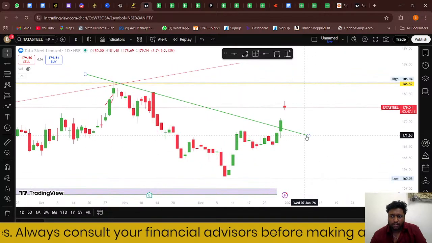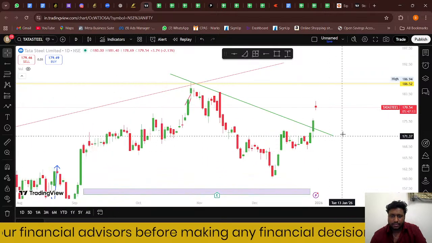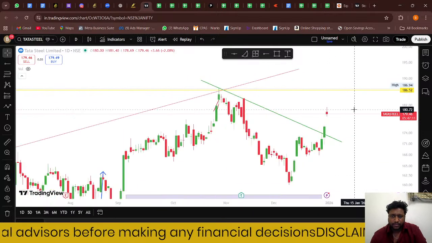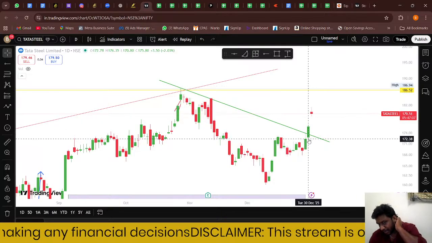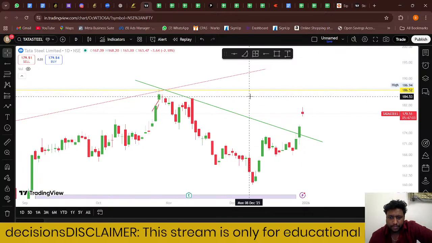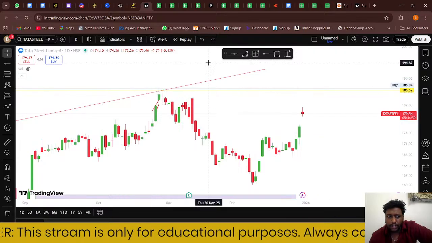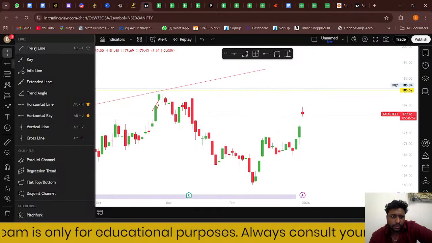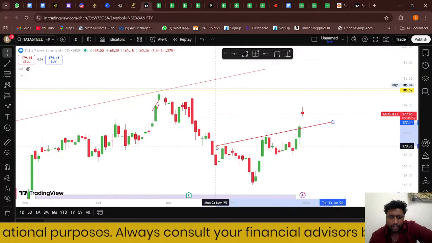Okay, so 179. A channel breakout entry, if you see on a 1 day basis. Here also you can plan a channel breakout on a weekly swing. If you consider a weekly swing trade, then definitely this channel breakout can also be considered.